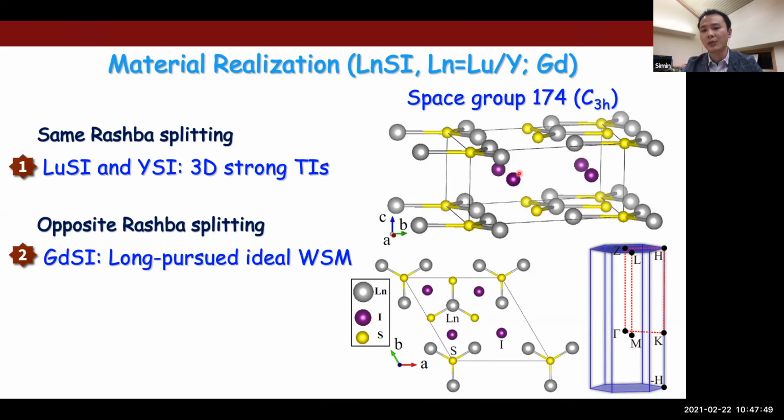This is the crystal structure of RNSI. The RN and sulfur atoms are located in the XY plane and form a honeycomb lattice, and the iodine atoms intercalate between the RNS layers. We found that lutetium sulfur iodide and yttrium sulfur iodide have the same Rashba splitting and are three-dimensional strong topological insulators, whereas gadolinium sulfur iodide has the opposite Rashba splitting and is the long-pursued ideal Weyl metal with the Fermi level at the Weyl point.